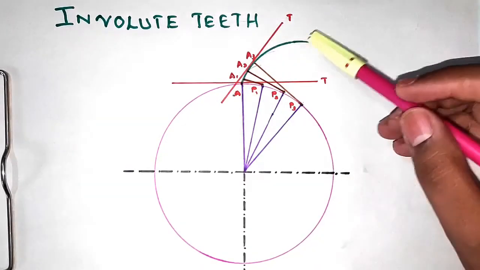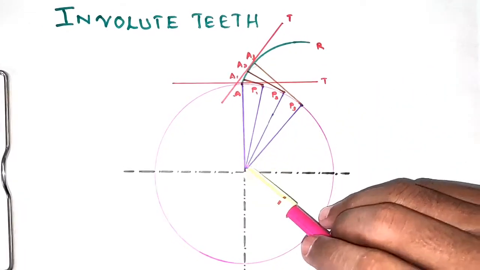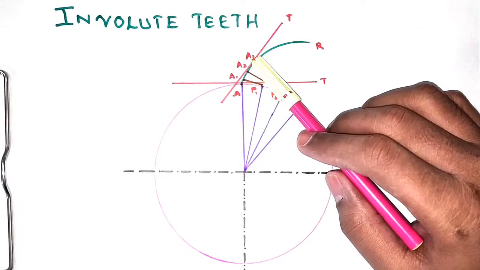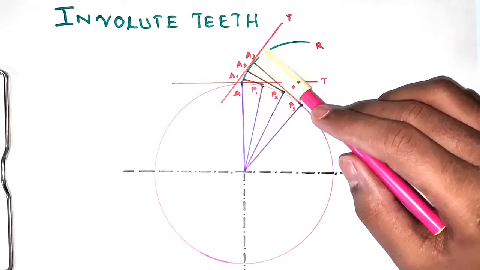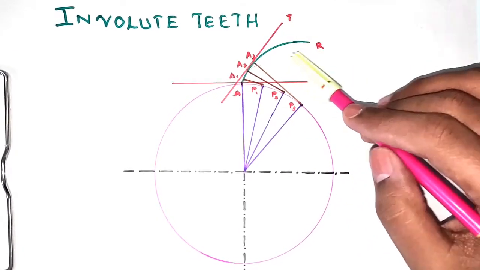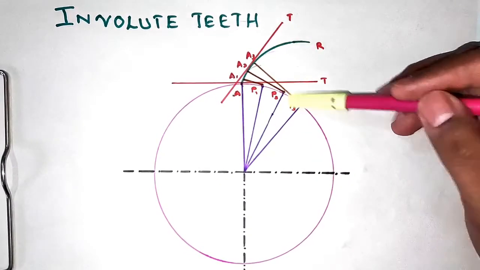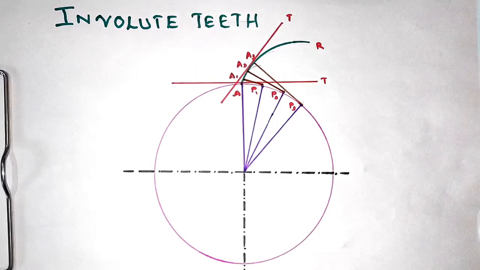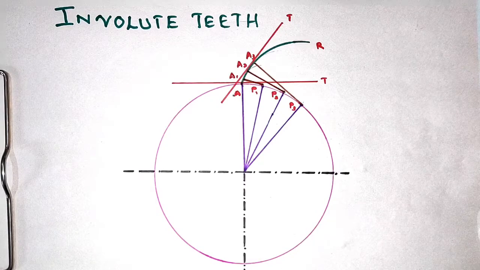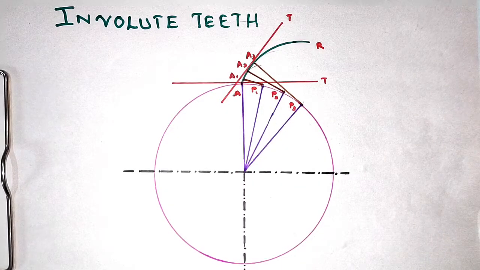Here we take a tangent at any instant. From P3 A3, at point A3 I draw a tangent T. This tangent A3T to the involute is perpendicular to P3 A3, and that is the normal at any point on the involute, as a tangent to the circle. With this we design the involute teeth.